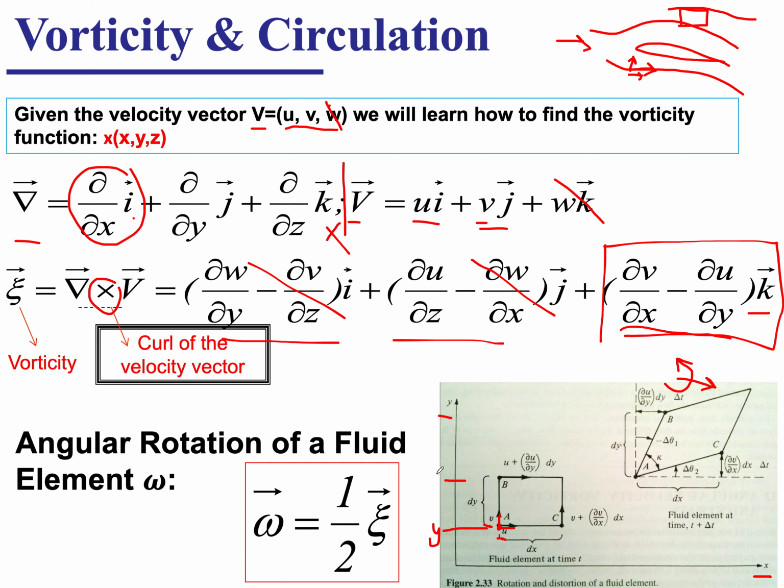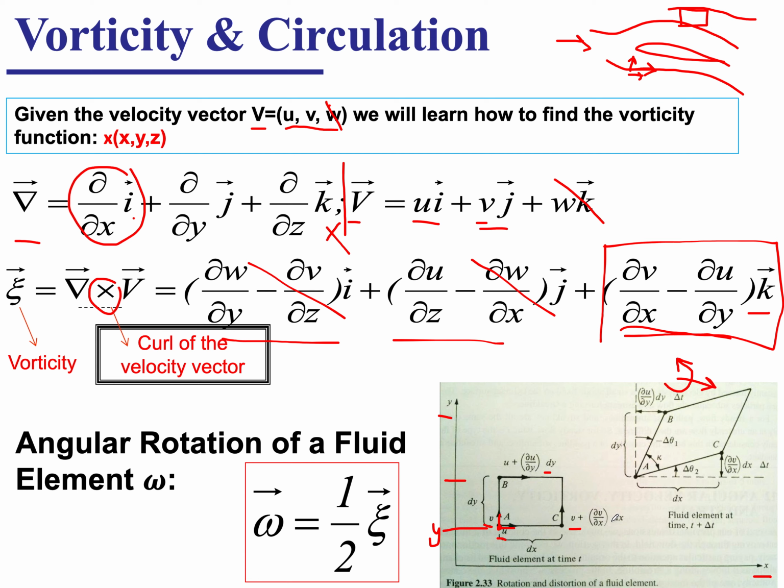At location y plus dy, I can use the Taylor series expansion. So this is y plus dy. My velocity will change by an amount of the velocity gradient multiplied by dy. And same thing with the vertical velocity, it will change with the x. So at this location, the velocity is v. At a location x plus dx, my velocity is v plus dv/dx multiplied by dx.